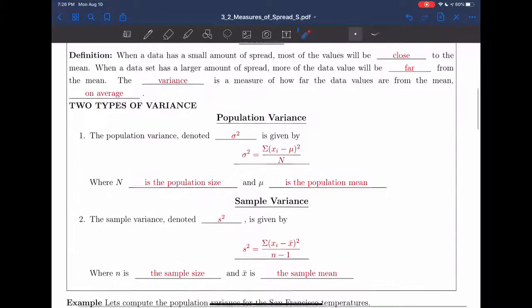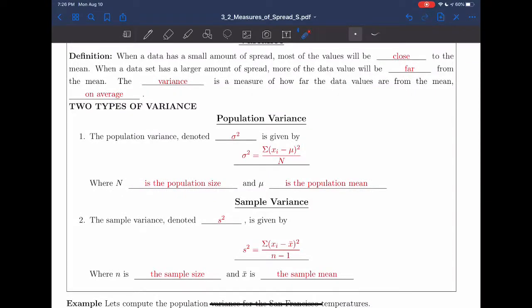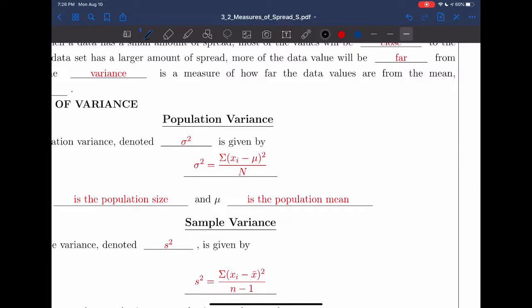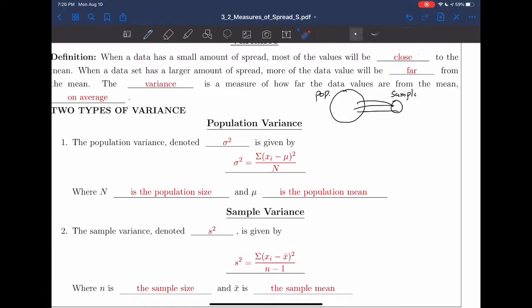Remember, just like there are two types of mean, there are two types of variance. And a little reminder about samples and populations: a sample is just a subset of a population. We could do some analysis on your population, and we could do some analysis on your sample.